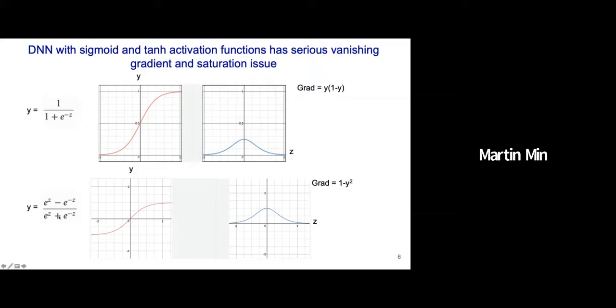And for the tanh function, the gradient of dy with respect to dz, if you write it in terms of y, will be 1 minus y squared. Basically, this y is just here, and this y for the sigmoid function is this form. So I just write this gradient in terms of this output unit. You can see that for both the sigmoid activation function and the tanh activation function, the gradient is always between 0 and 1, right?